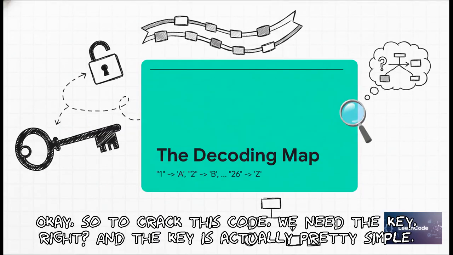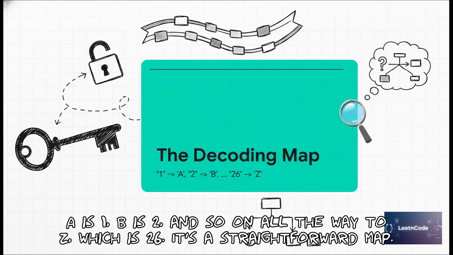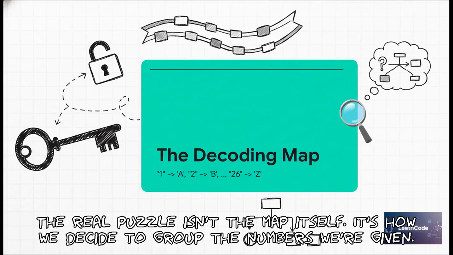Okay, so to crack this code, we need the key, right? And the key is actually pretty simple. A is 1, B is 2, and so on all the way to Z, which is 26. It's a straightforward map. The real puzzle isn't the map itself. It's how we decide to group the numbers we're given.